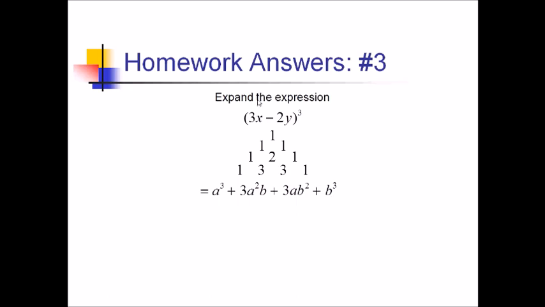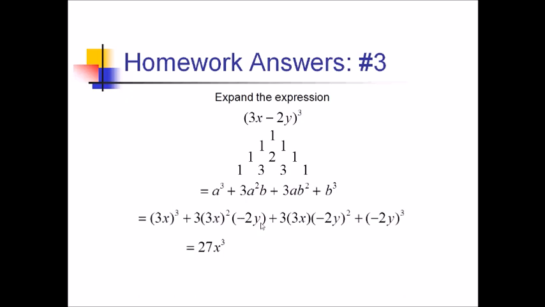Let's go ahead now and plug in 3x for a, and for b we're going to use negative 2y. So do all those substitutions. All right, so going through term by term, in the front here, we've got 27x cubed. Next, this is 3 times 9x squared, so 27x squared times negative 2y. That's going to be negative 54x squared y. Over here, if we square this, 4y squared times 9x, so that's going to be 36xy squared. And over here, this is going to be negative 8y cubed.